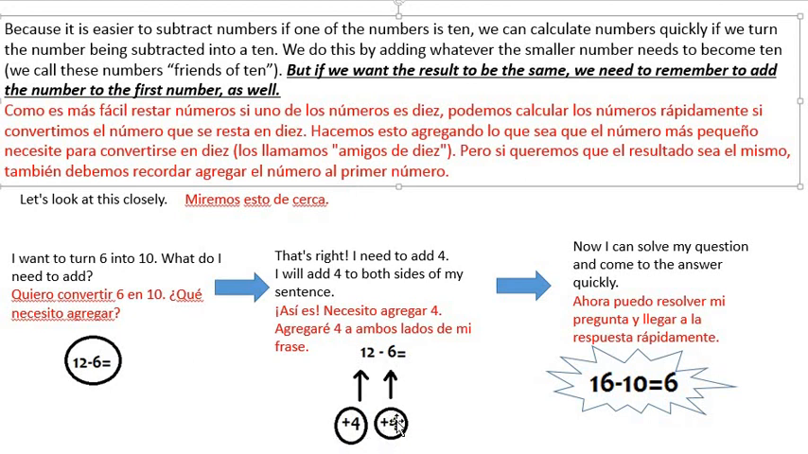Now I can solve my question and quickly come to the answer.